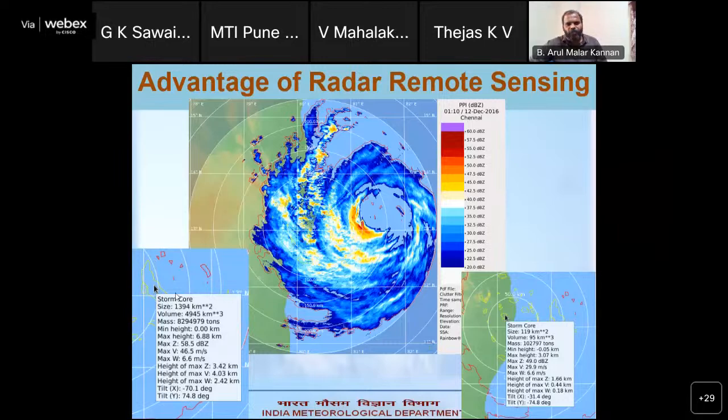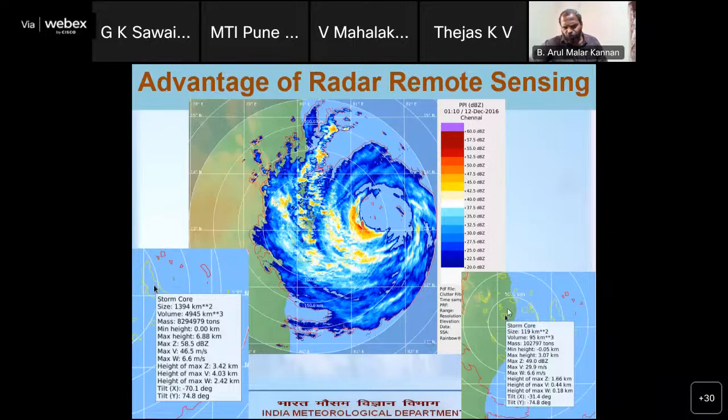If you look at the left, the cursor has been kept on the core of the cyclonic storm, like this alone. That alone, you can see how heavy it is going to be. It is almost going into lakhs of tons in weight, and the water content you can also see is going to be plenty. That mass which is declared is the mass of the water in the cell.